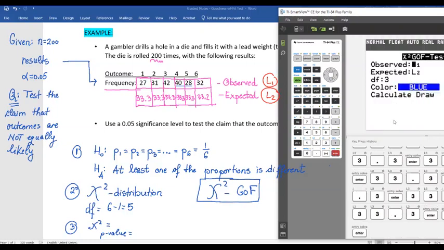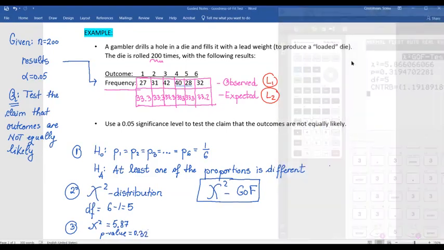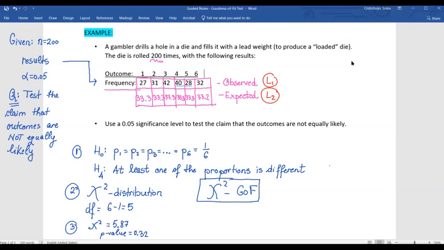And all you need to do is make sure you have your observed values in list 1, your expected values in list 2, and your degrees of freedom for this test will be 5, and then simply calculate. You get chi-square, which is the test value, as 5.87, and the p-value as 0.32. Keep in mind, you could have done this with a formula and with chi-square CDF to find the area for the p-value. However, since we have GOF, we simply use the GOF and we find these values.